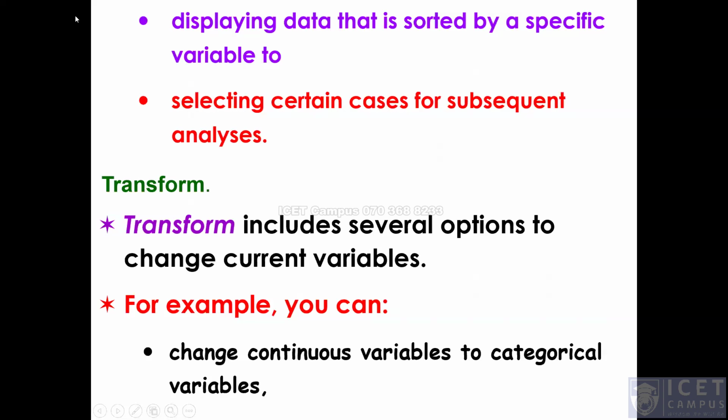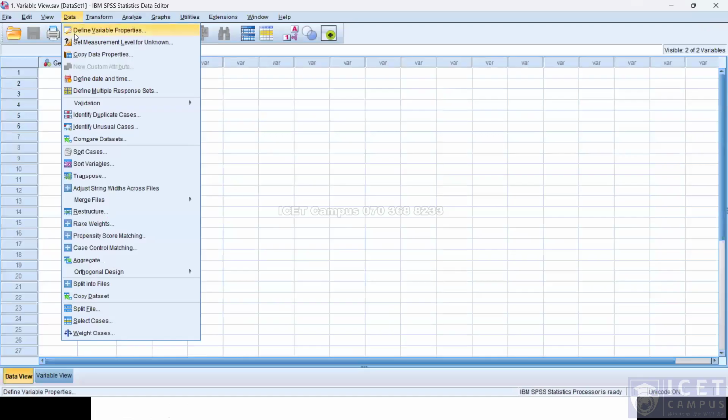So we can see in the data menu that we can define and validate variables. We can sort cases, and we can take the transpose. It means we can change columns into rows and rows into columns, right? Then we can merge files and split files. Then we can copy the data set. Here we can also split files, select cases, and weight cases. We need split files, select cases, and weight cases for our analysis, right?